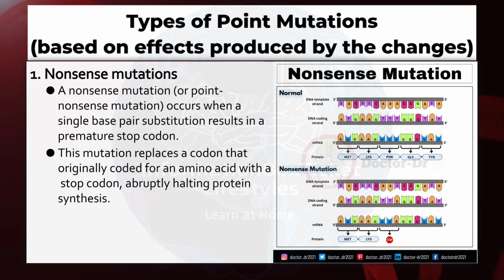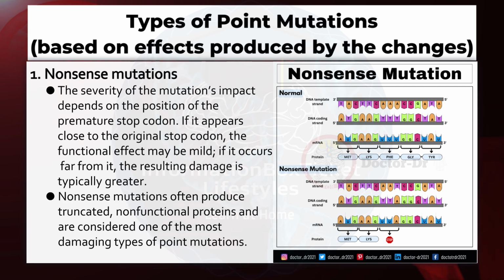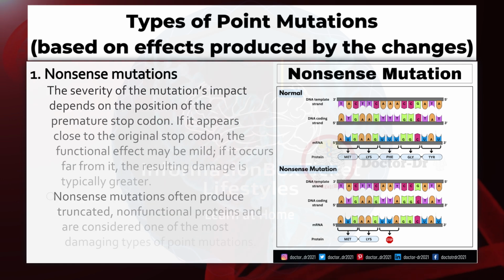abruptly halting protein synthesis. The severity of the mutation's impact depends on the position of the premature stop codon. If it appears close to the original stop codon, the functional effect may be mild. If it occurs far from it, the resulting damage is typically greater. Nonsense mutations often produce truncated, non-functional proteins and are considered one of the most damaging types of point mutations.